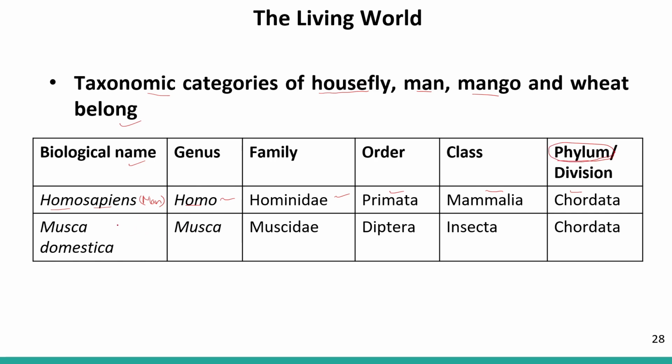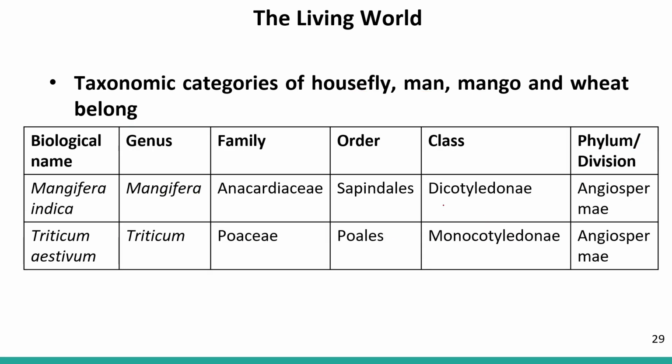Musca domestica. What is Musca domestica? It is the common housefly. The genus is Musca, family Muscidae, order Diptera, class Insecta, and it comes under phylum Chordata. Now Mangifera indica. What is the common name? Mango. The genus is Mangifera, family Anacardiaceae, order Sapindales. It is a dicot, so the class is Dicotyledonae.